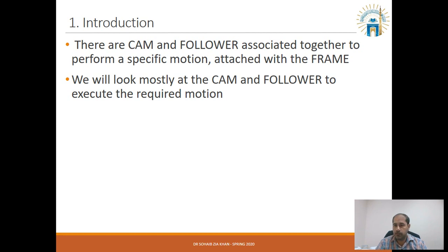The velocity of the frame is zero, so the frame is stationary, or we can say it's kind of a rigid body. So we will not look at the frame as much as possible. In fact, we are not going to discuss the frame at all. We are only going to look at how the cam will move and how the follower will follow the cam. Our target in this module is to look mostly at the cam and follower to see how we can execute the required constrained motion.